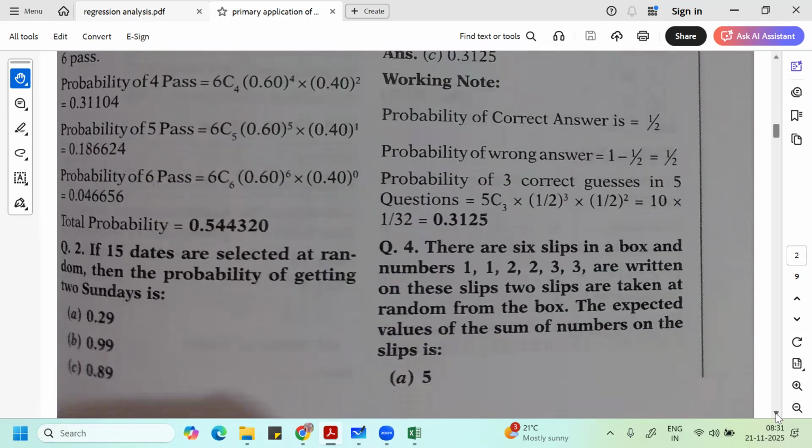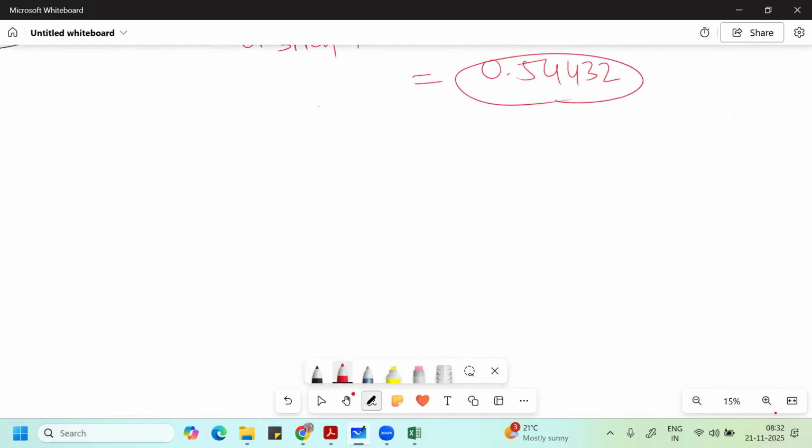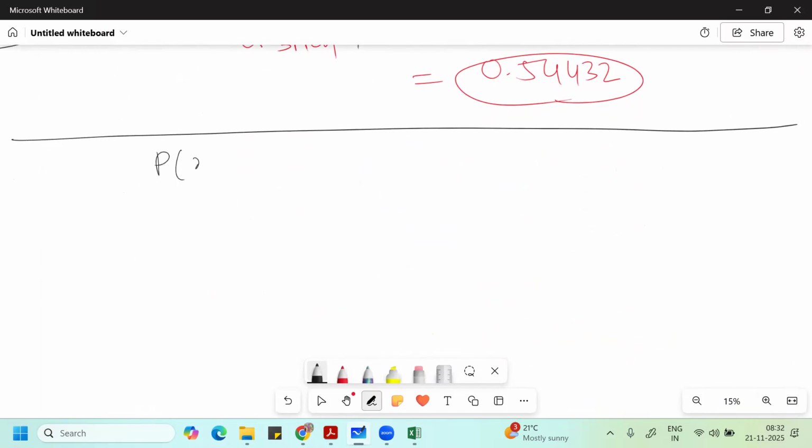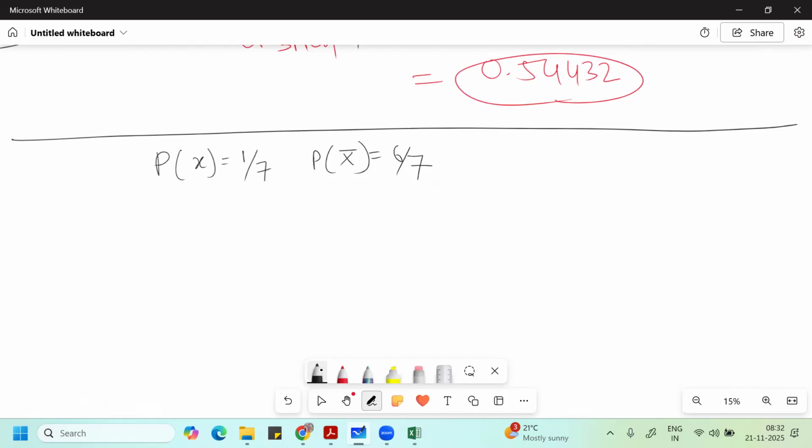Okay, question number 2. If 15 dates are selected at random, what is the probability of getting 2 Sundays? There are 7 days, and the probability that you get Sunday is 1 by 7, and the probability that you don't get Sunday is 6 by 7. If you choose 15 days, what is the probability that you get 2 Sundays?